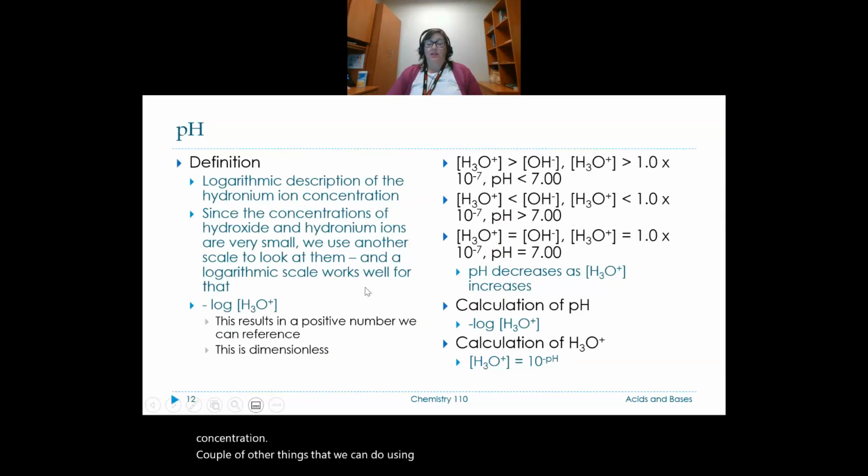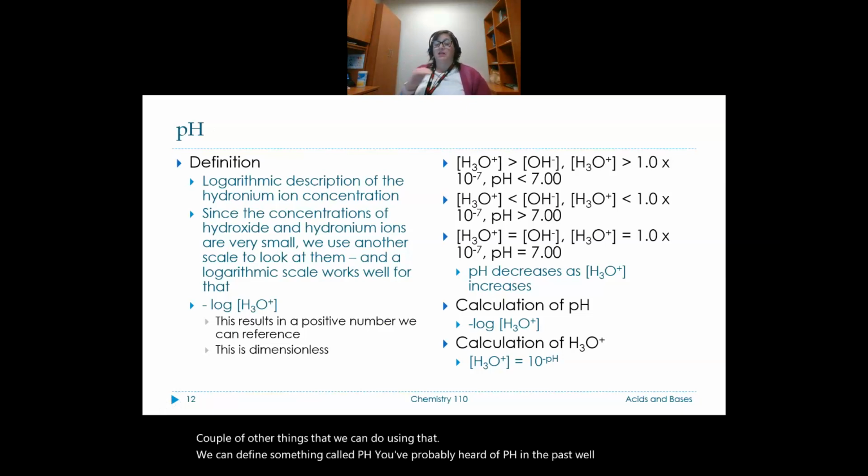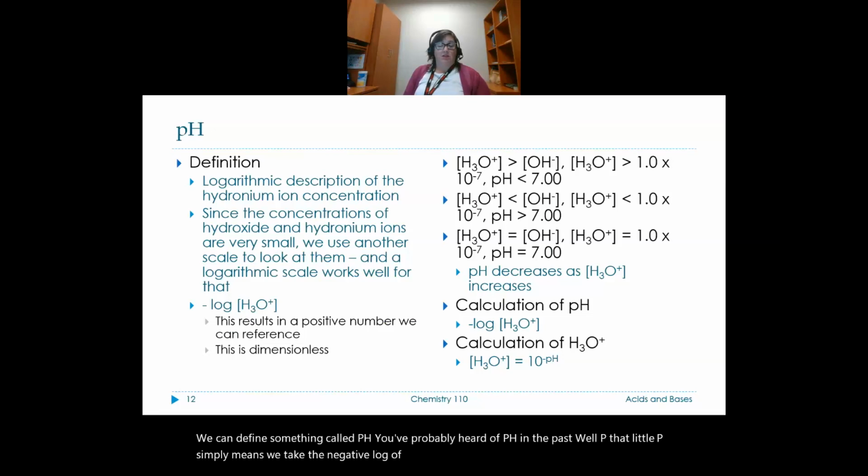We can define something called pH. You've probably heard of pH in the past. Well, the little p simply means we take the negative log of whatever we're talking about. In this case, we're talking about the H3O plus concentration. So it's listed as pH because we're talking about the H plus. Again, it's that laziness that we're looking at.